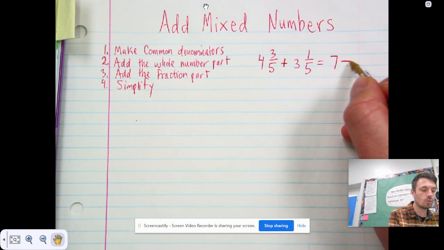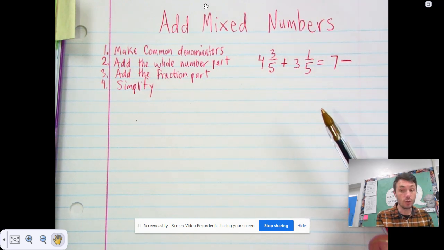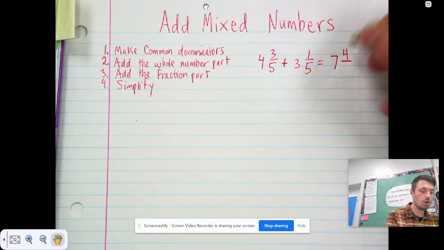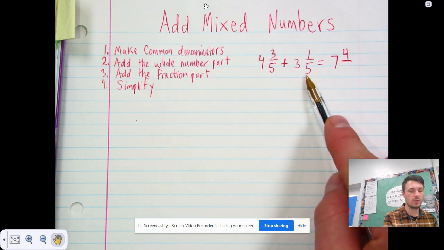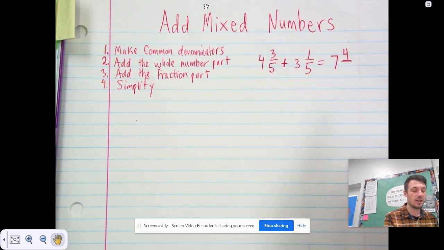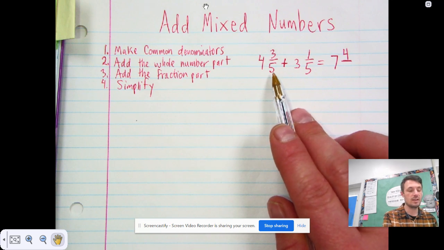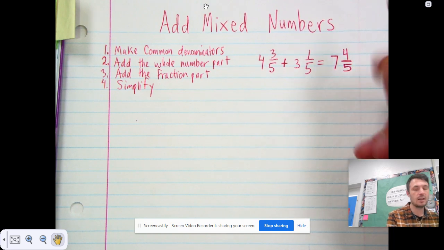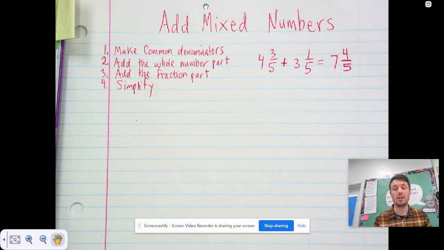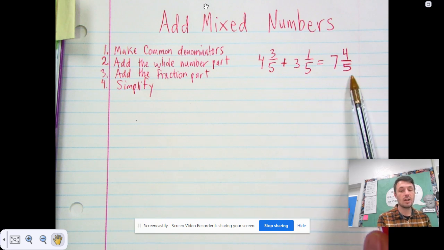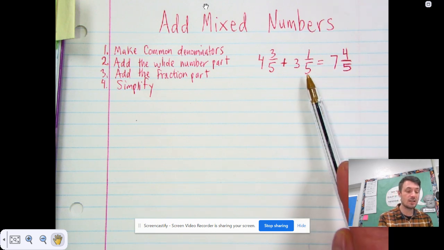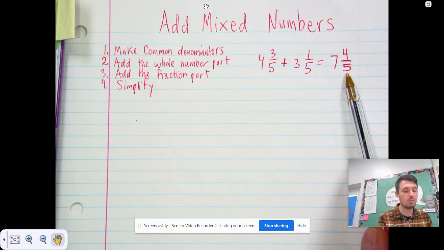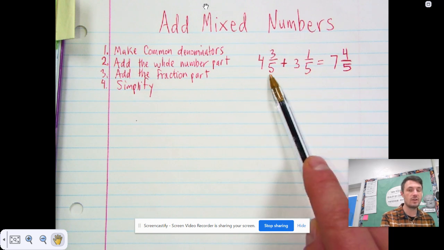Now, remember that when we're adding fractions, we only add the numerators together. We add the 3 plus the 1, and we get 4. We do not add the 5 to the 5. The denominator stays the same. Whatever the denominator is in both addends, that's the denominator in the sum as well. And that's why we have to have common denominators whenever we're adding fractions, because the denominator stays the same. If it's different in both fractions, you don't know what to make it in the sum. It has to be the same in the sum as it is in both of the addends.